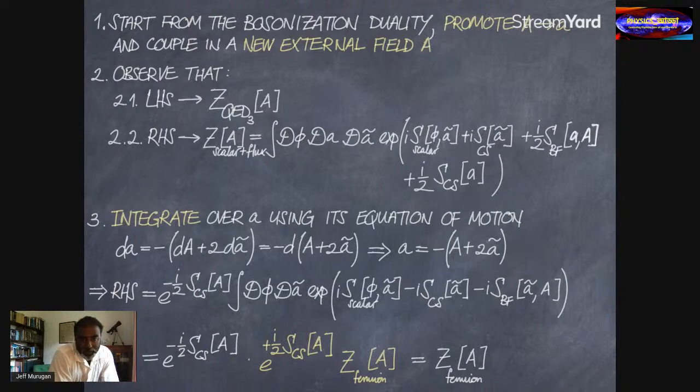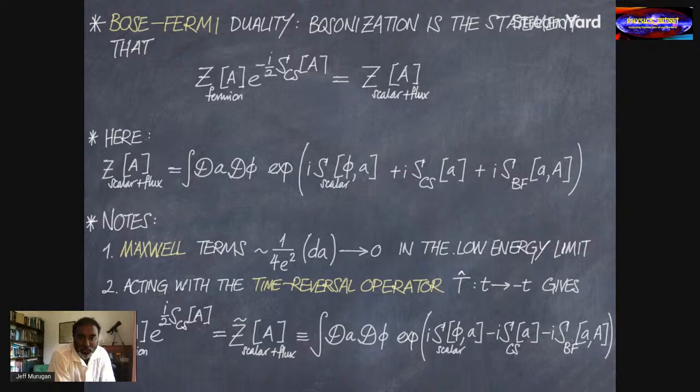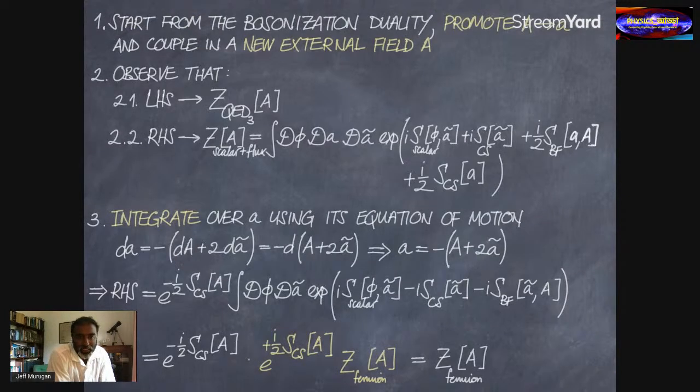Well, what I can do is integrate out the dynamical gauge field little a by using its equation of motion. Some technical details here that I don't really need you to focus on, but the point is that I integrate out this dynamical gauge field little a, in which case the right-hand side becomes this weird, horrible expression here. But I've seen this horrible expression. In fact, that horrible expression is basically what happened when I acted with the time reversal operator on the original duality. So I can use it to cancel out the additional exponential pieces.